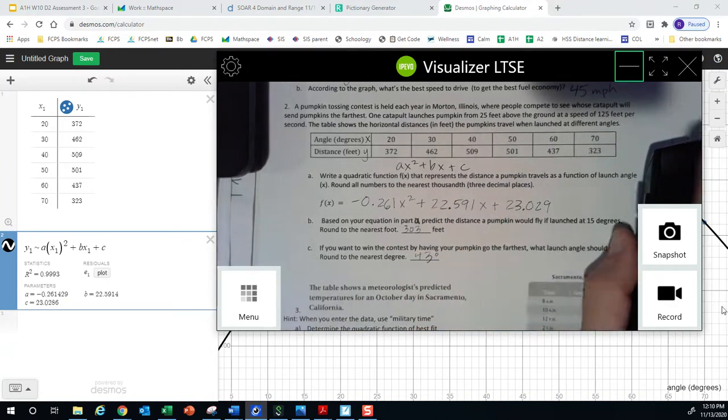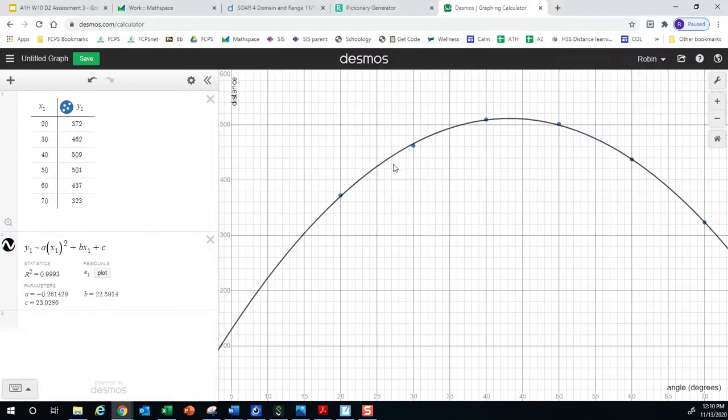Okay, so the graph, this is nice on Desmos. You're not going to have to plug into the equation, because you can just use your cursor and scroll along here to find the points that you want. Okay, we're going to do one more.